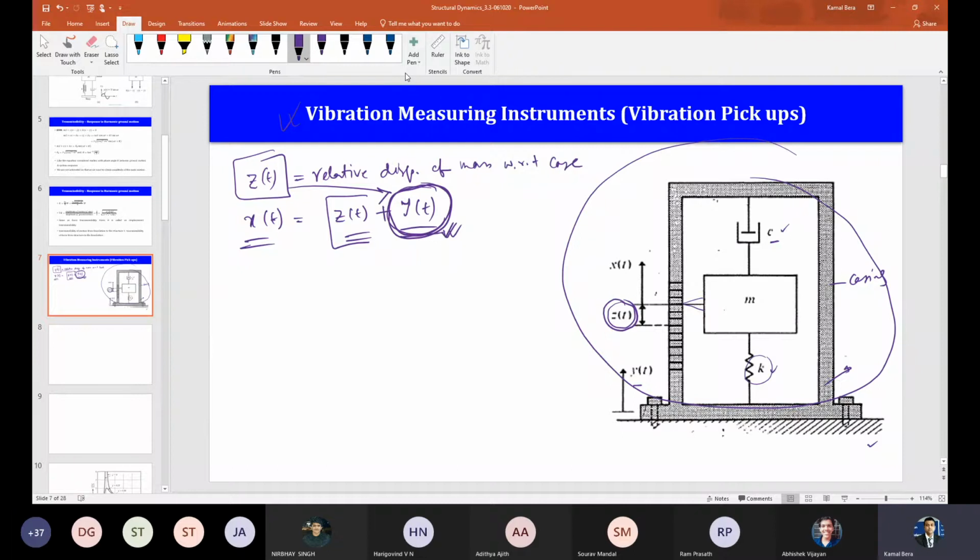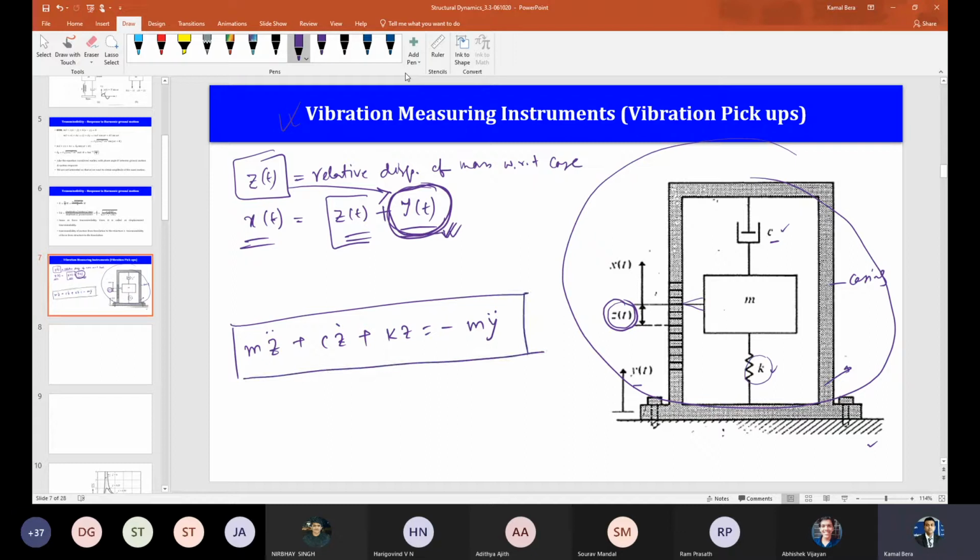Let's write the simple equation of motion. I hope you can directly write it. We have already learned this. So m into y, ground motion, y double dot. This is the typical ground motion equation in terms of the relative displacement, where z is the relative displacement. Everybody okay with this equation? m z double dot plus c z dot plus k z equals minus m y double dot. That is basically the inertia force. Actually, I am writing c into x dot minus y dot plus k into x minus y equals 0.